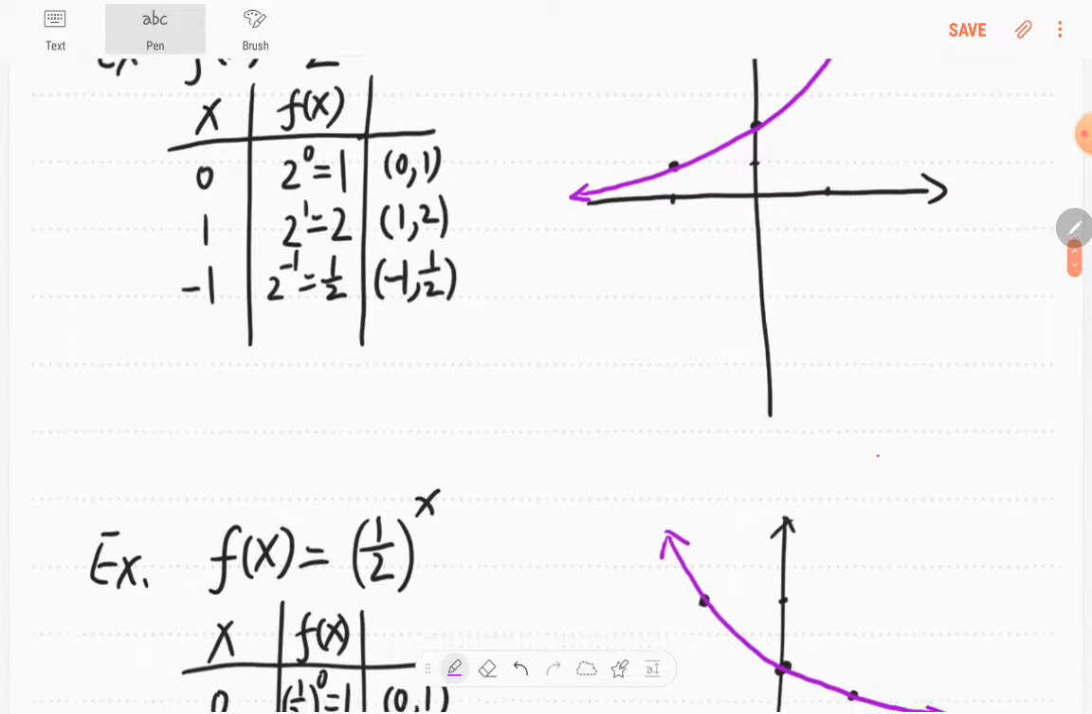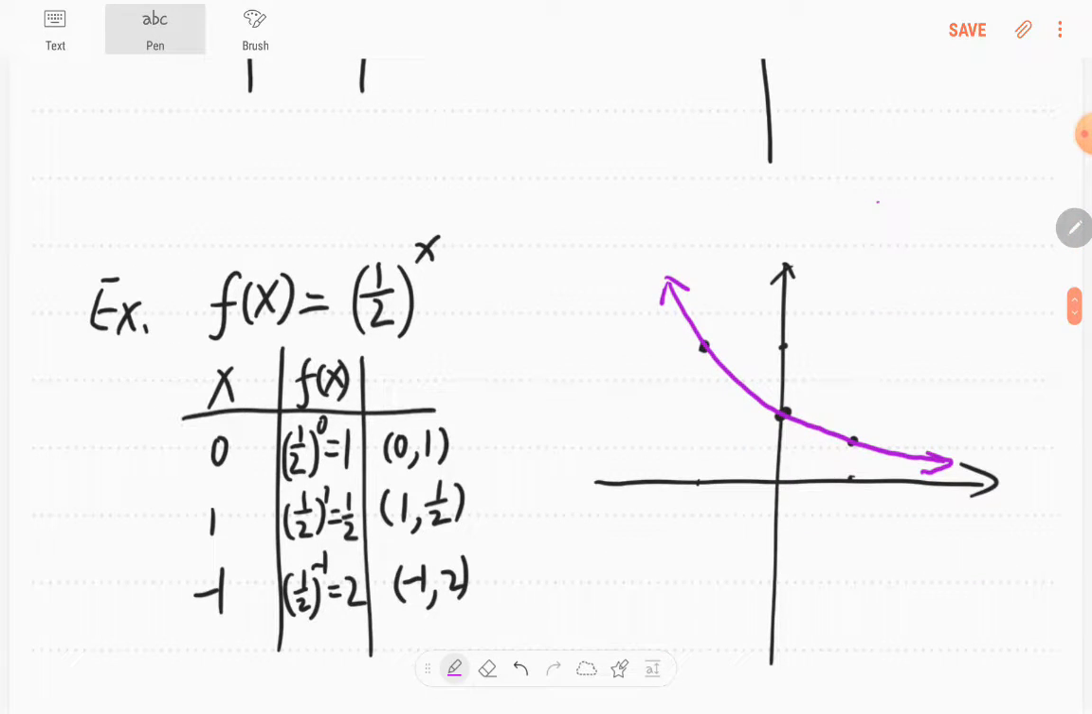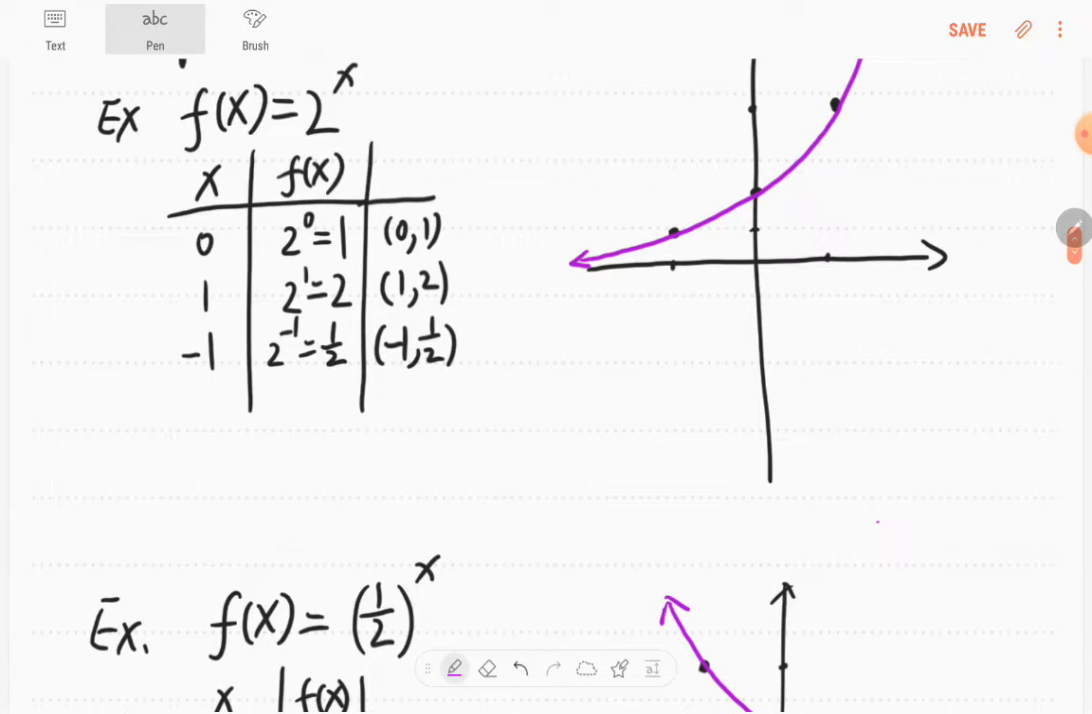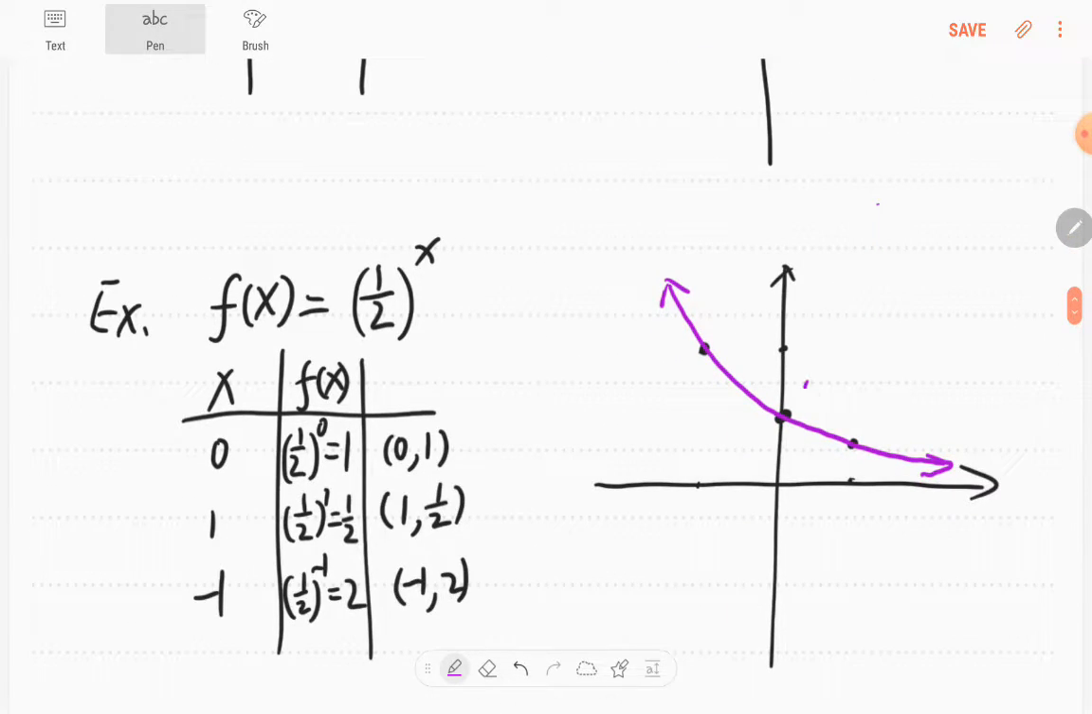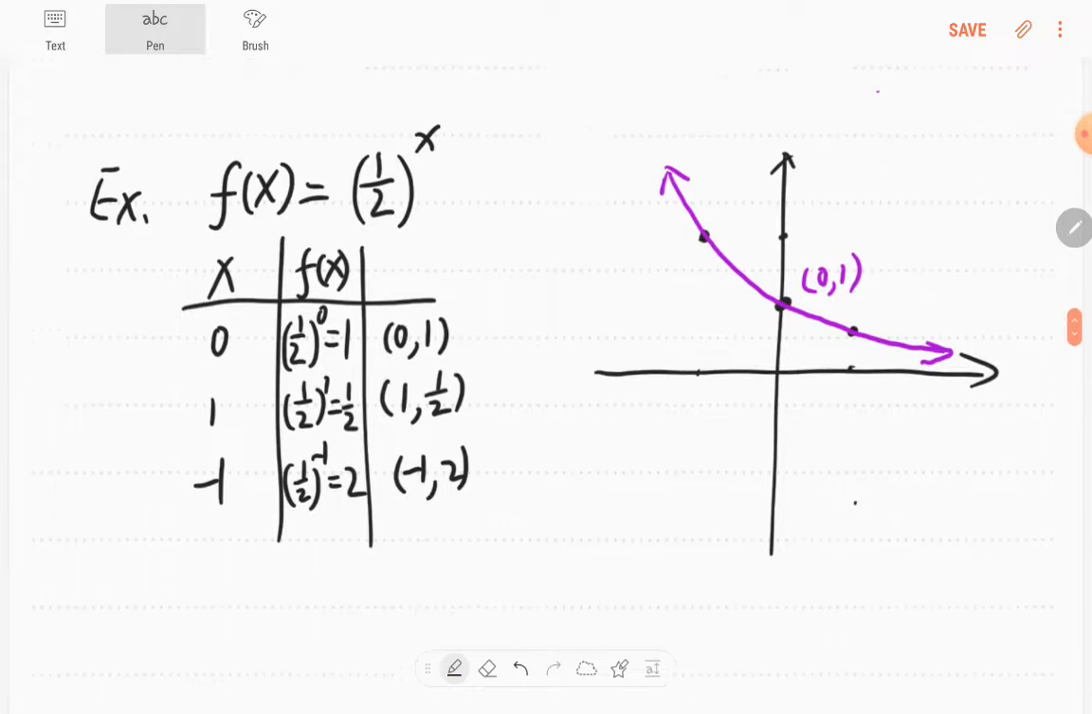From both graphs, if the base is 2, then it is an increasing function. If the base is 1/2, it is a decreasing function. And these two graphs also go through the same point, (0, 1). In other words, the y-intercept is always (0, 1). There is no x-intercept. Now let's summarize the general case.